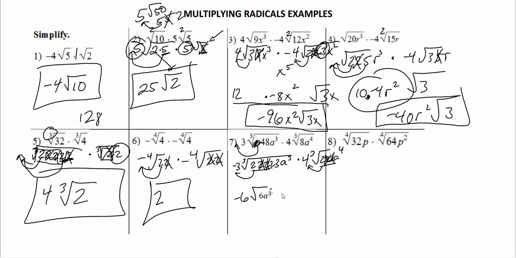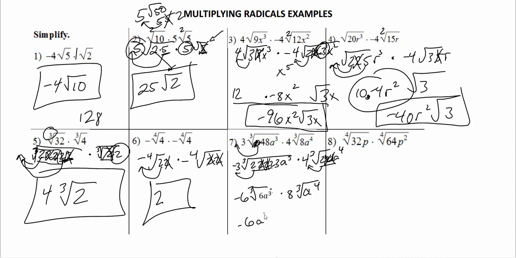A to the third times the 2 popped out here, so that's an 8. And then I have a third root of A to the 4. Now, all my numbers are good, but my variables aren't. Sorry, I needed a 3 there. So how many variables do I actually have total? I have 7. So how many groups of 3 can I make? Well, I can make 2, so I have to pull 2 of them out.